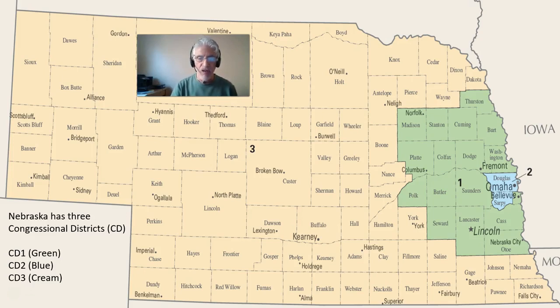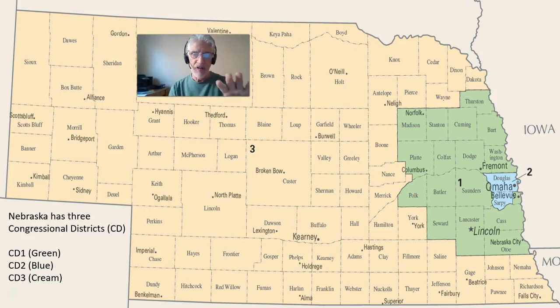You can see Congressional District 1 is the area in green. Congressional District 2 is in blue, and Congressional District 3 is sort of that cream colored. I wasn't exactly sure what to call that, but I'm going to call it cream. And so the thing about these districts that you notice right away is that they're very different in size.